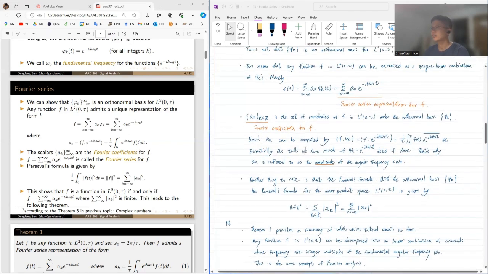Another thing that I would like to mention is Parseval's formula. Now with the orthonormal basis psi k's, Parseval's formula for the Lebesgue space is given by the summation of the square of the absolute value of a k from k equals negative infinity all the way to infinity. That is because the kappa set in the original Parseval's formula is the set of all integers in this case.